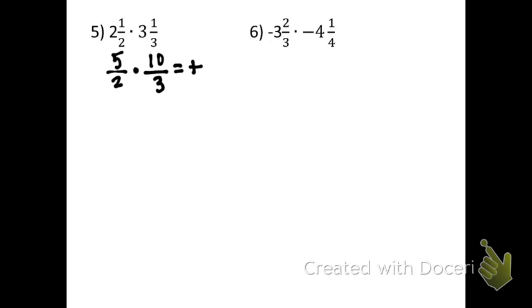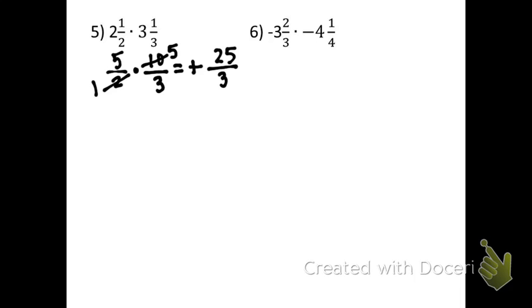Nope. Does anything go into both 2 and 10? Yeah, 2 goes into both of these. So you could cancel 2, make it a 1. 2 goes into 10 5 times. You can multiply 5 times 5 is 25. 1 times 3 is 3. Now we're almost done. Now we have to simplify.